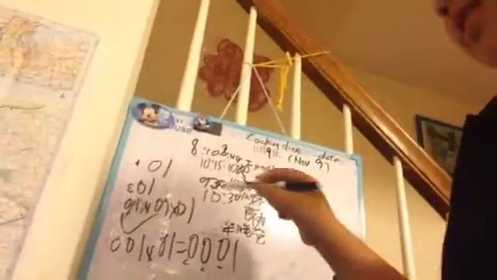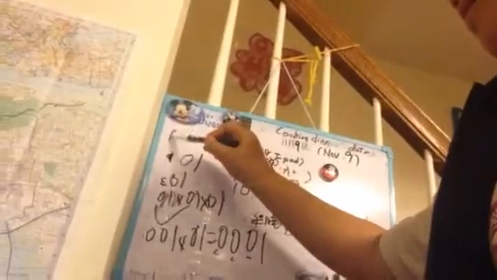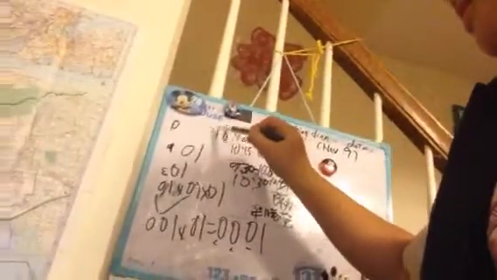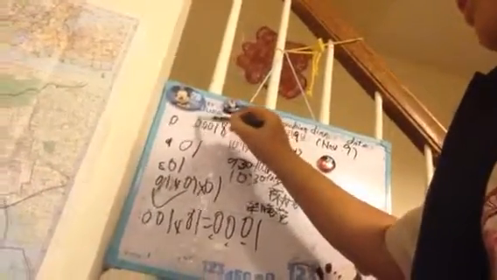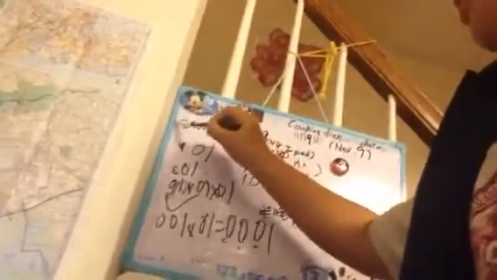10 to the 9th power is going to be, this is a 9, guys. It's going to be 1, 2, 3, 4, 5, 6, 7, 8, 9 zeros. So that's basically a number. Yeah, okay, guys, you got it?